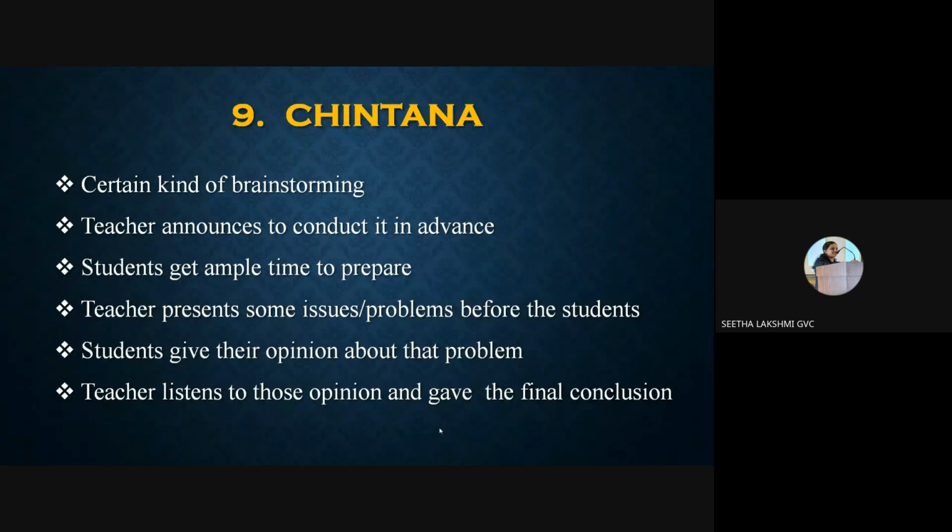And before the classroom, you go and present some issues and problems before the students, and then they will start giving their opinion about that problem, the problem which you have raised in the classroom, the problem for which you want to have the solution. And then as a teacher, what's important is you give the opportunity to everyone to respond, listen to everyone.